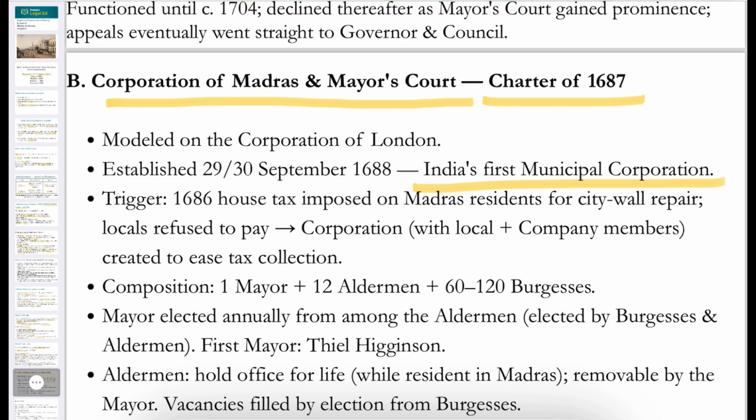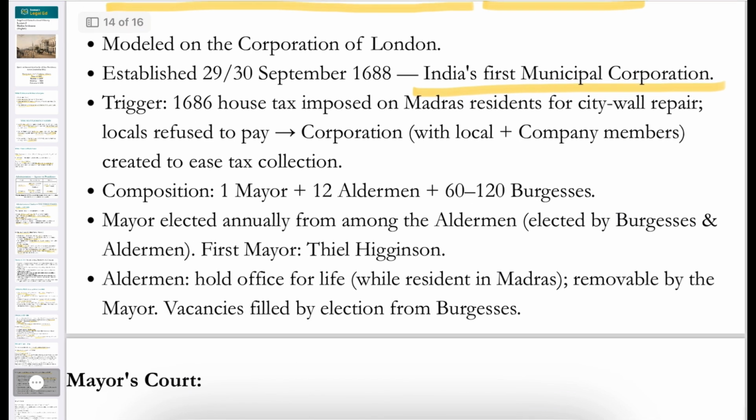Now coming to the composition of the corporation: 1 mayor, 12 aldermen and 60 to 120 burgesses. The mayor was elected annually from among the aldermen, who were chosen by the burgesses and aldermen together. The very first mayor was Thale Higginson. Aldermen held office for life and could be removed by the mayor. Vacancies among aldermen were filled by election from the burgesses. So this was about the corporation.